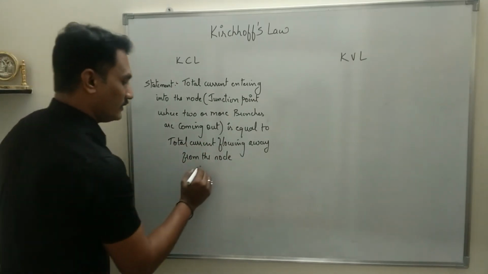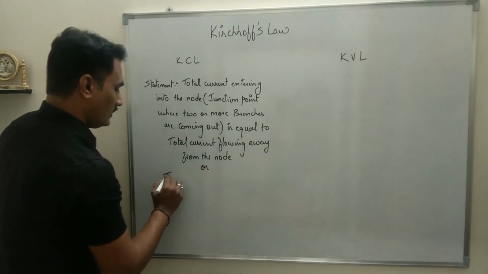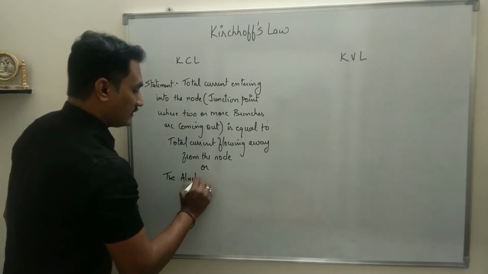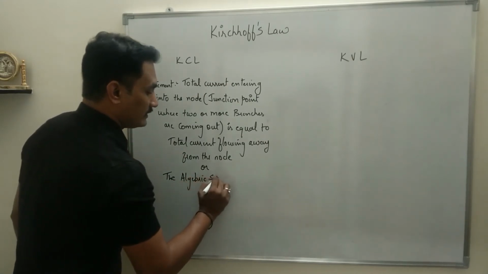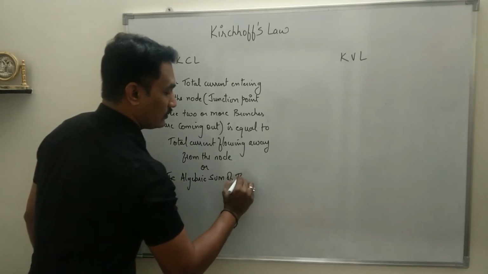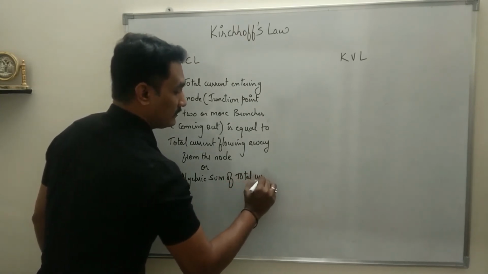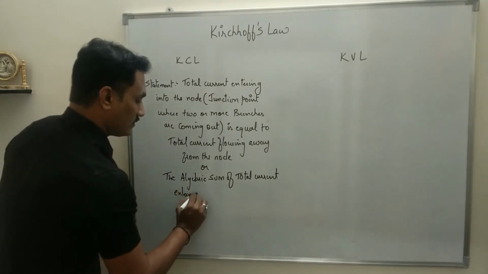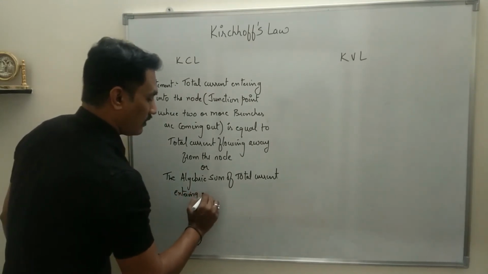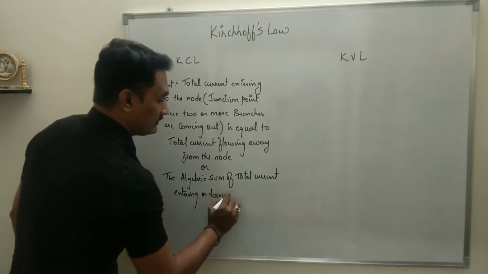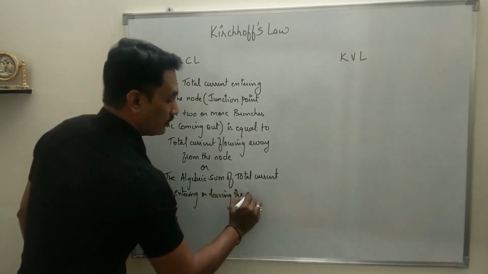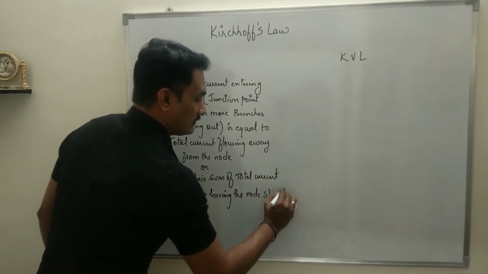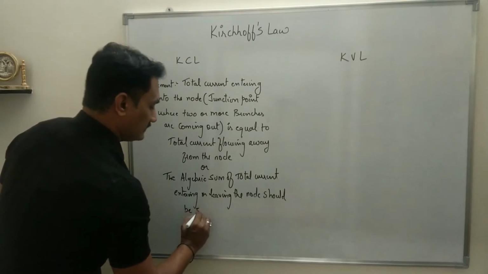There is one more statement. The statement is the algebraic sum of total current entering or leaving the node should be zero.